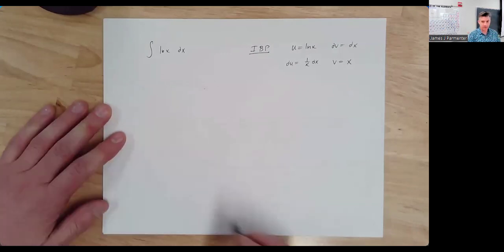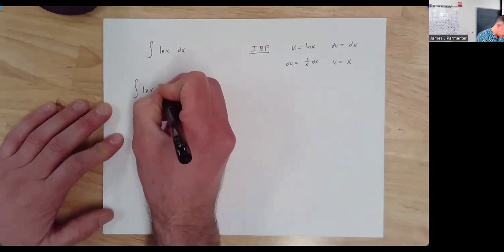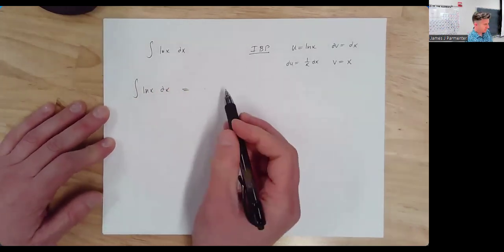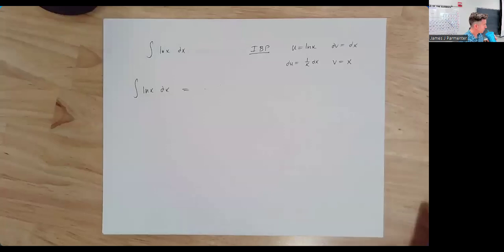So I want everybody now to write out what this should be equal to. The integral of natural log of x dx is equal to something times something minus the integral of something. Write it out.